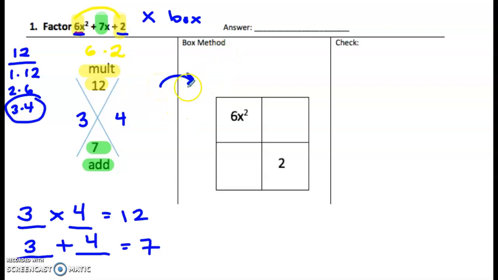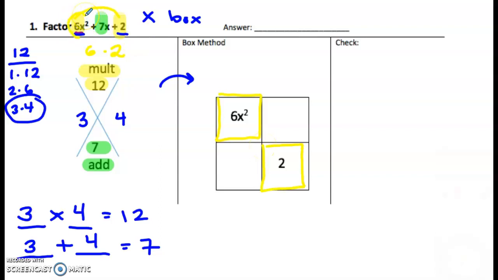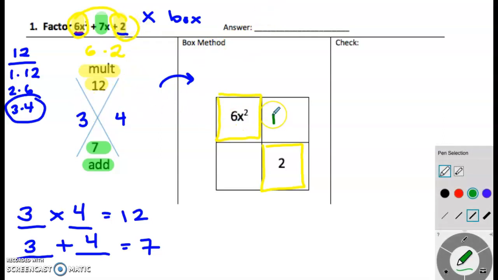So also remember some of the easy things about our box. How we fill in this first box and this last box is always the same. It's always from the first term and the last term. What we do with these two numbers we just came up with is we fill them in. So plus 3x plus 4x.